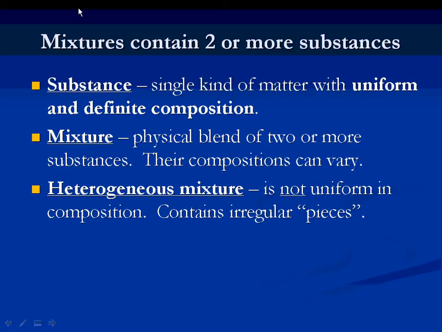All right. A heterogeneous mixture is a kind of mixture. It's not a kind of pure substance. But a heterogeneous mixture is not uniform in composition. You can see the pieces in it. So an example of this would be soup, where you can see the chunks in it, or salad, or some other kind of concrete, for instance, where you can see the little rocks and the sand pieces.